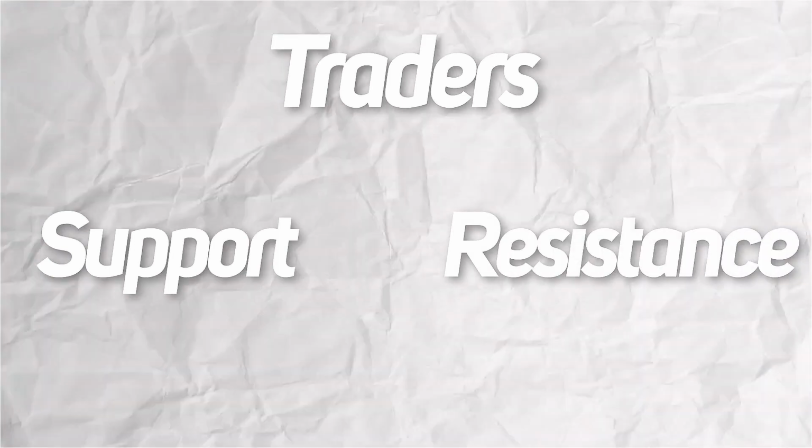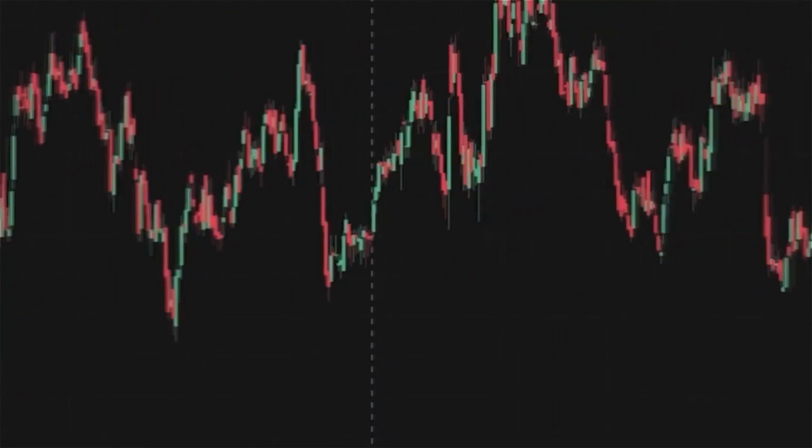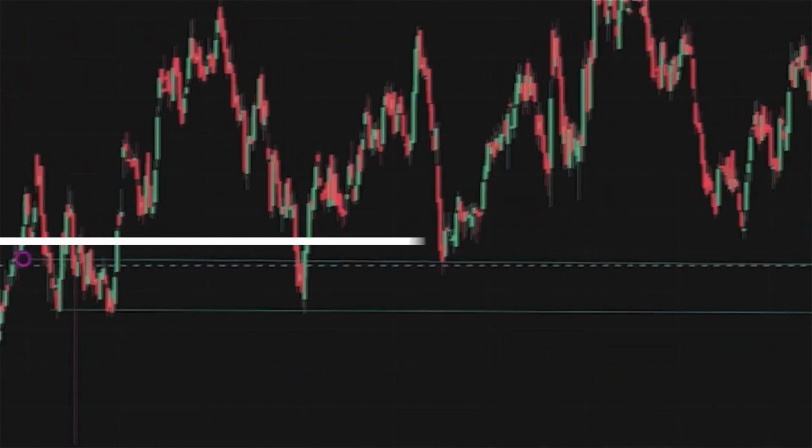But when the charts eventually do break through support and resistance, volume increases and traders step in to further move the futures chart up if it breaks resistance, or further move the futures chart down if it breaks support.